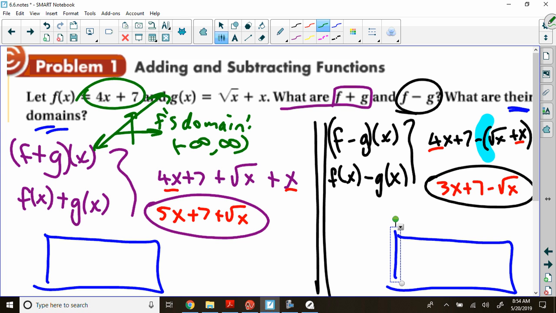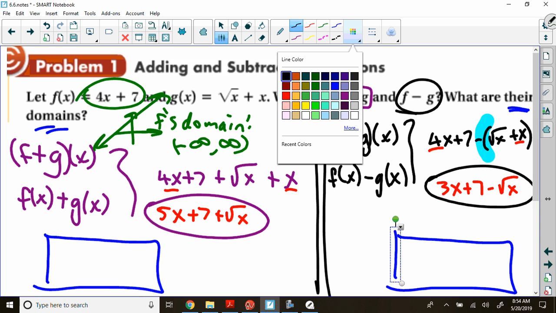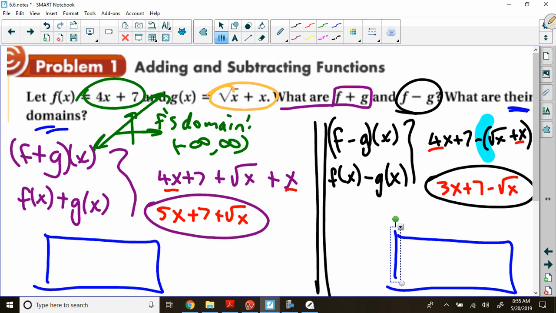If we think about the function g for a minute, this function, it's a square root function, and I know I'm not allowed to put what kind of numbers under a square root? Negatives. So g's domain is that I can't have negative x values. I can have 0, but I can't have negative x values. So g's domain is going to go from 0 to infinity.